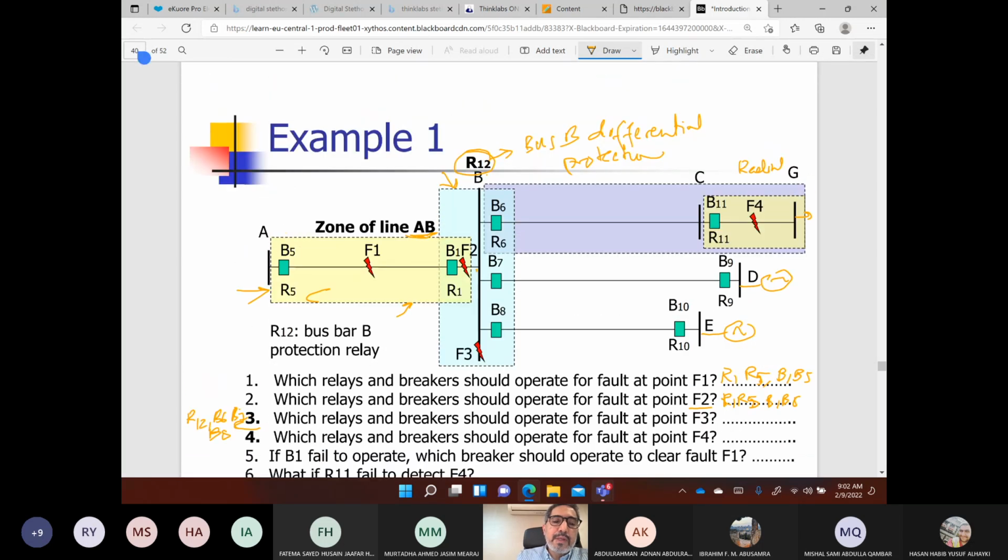Which one is responsible now to clear this fault? The bus bar relay, bus bar relay B, because the fault now is not within this zone. It's only within the blue area zone. Okay, because the CT's location is here for this relay.